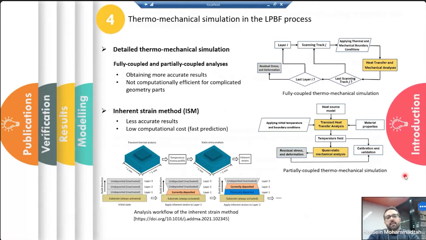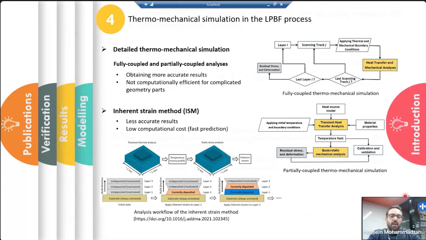And after that, we continue the tutorial and the presentation by starting the micron scale and macro scale model.